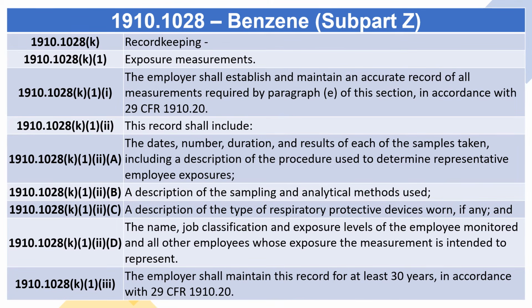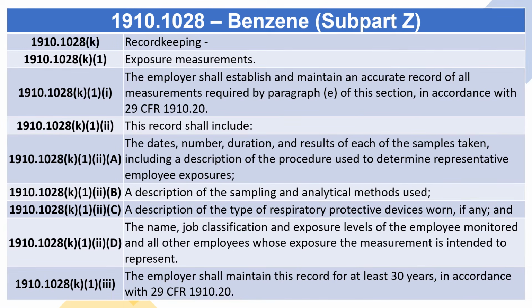1910.1028(k). Record keeping. 1910.1028(k)(1). Exposure measurements. 1910.1028(k)(1)(i). The employer shall establish and maintain an accurate record of all measurements required by paragraph (e) of this section, in accordance with 29 CFR 1910.20.